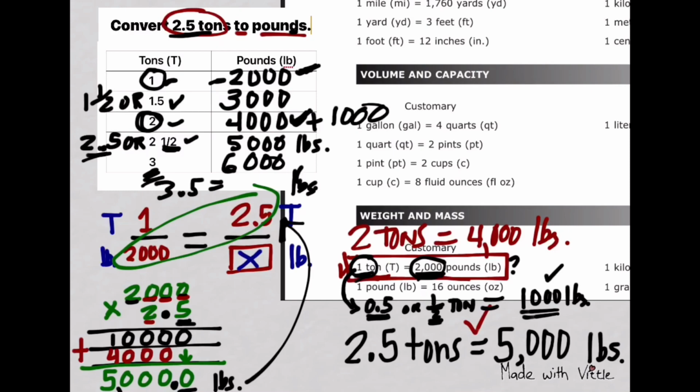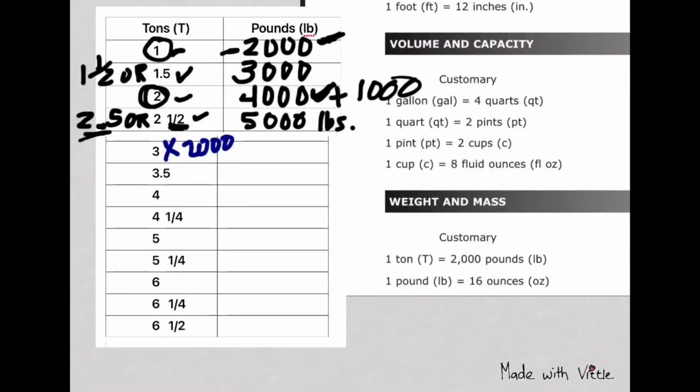Go ahead, think about it. So basically, we're just multiplying the number of tons by 2,000 each time we have 1 ton or more than 1 ton. Therefore, all we have to do is multiply that by 2,000 because each ton is 2,000 pounds. So 3 times 2,000, that's going to be 6,000 pounds.